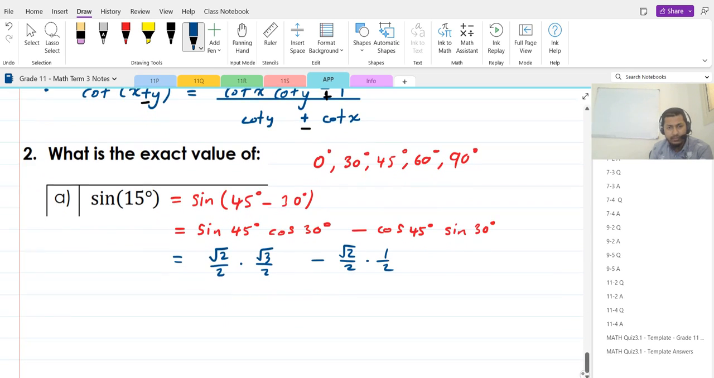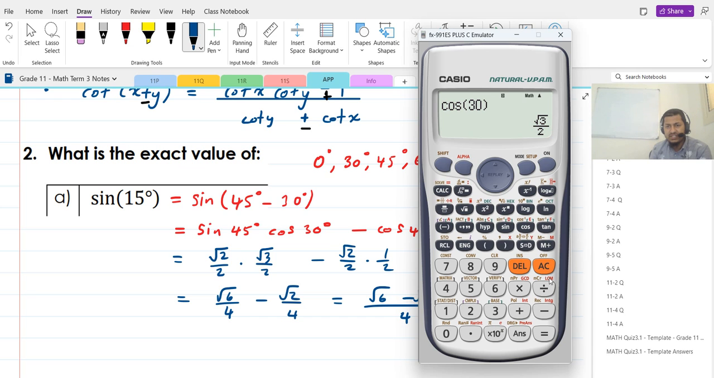So now we know root 2 times root 3 is root 6 over 4. Subtract root 2 times, that's root 2 over 2 times 2, which is 4. And same denominator, we can just add the top, root 6 minus root 2 divided by 4.